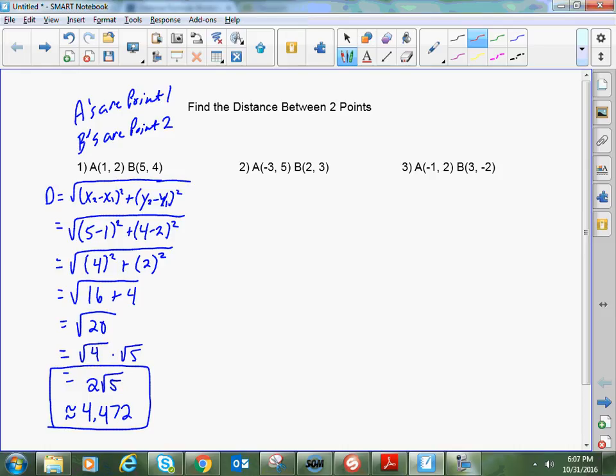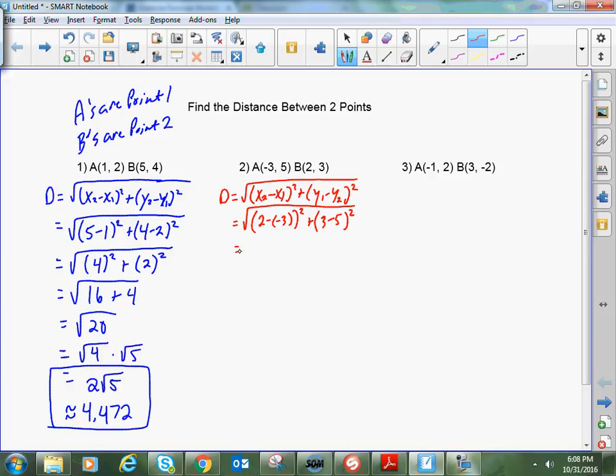So let's try doing the second example here. Once you get a couple of these under your belt, you're going to realize it's pretty much the same thing over and over again. So x2 minus x1 squared and y2 minus y1 squared. So substituting the values, again, I'm going to look at B as (2, 3), so I'm going to say 2 minus negative 3. So 2 minus negative 3 squared. And then I'll say 3 minus 5 for the y's.